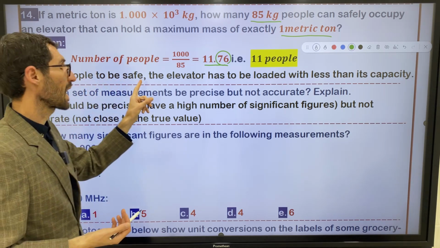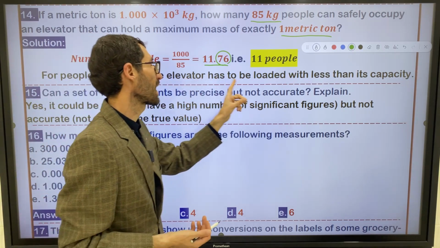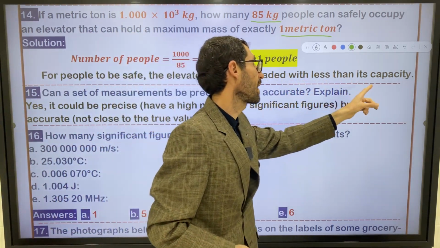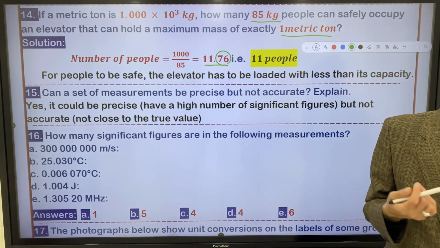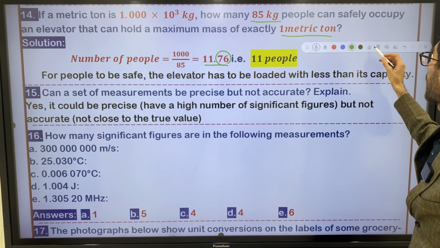For people to be safe, the elevator has to be loaded with less than its capacity, and I explained it for you orally. Let's move on to another question.